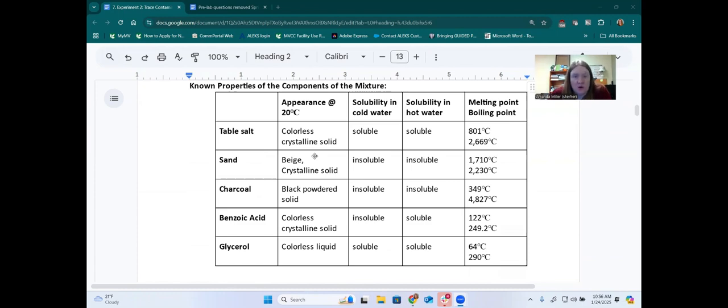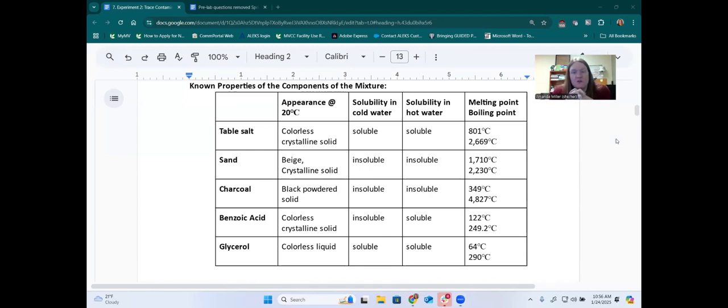So the mixture you're going to work with has 5 things in it, and it's a very, very thick, pasty material. So you're going to want to always make very detailed observations, like we did in week 1, of the materials at every single step of the process. This is going to help you identify what is in each part of the mixture and each part of the separation. Initially, we're starting with table salt, sand, charcoal, benzoic acid, and glycerol. Okay, so these are all mixed together in one jar.